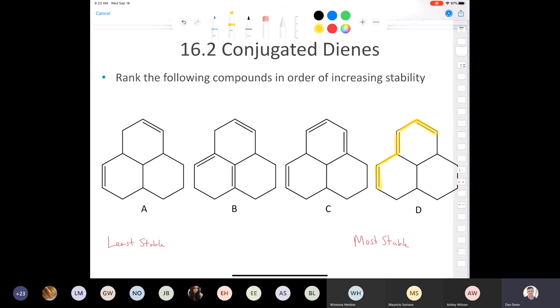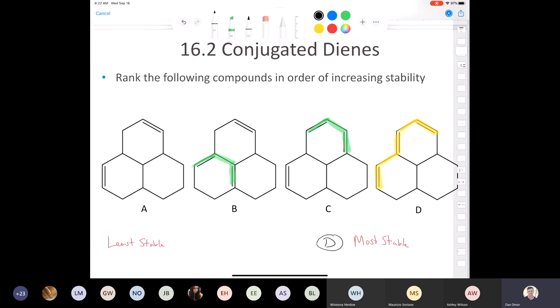If you look at the other ones, there's nothing in A, B, or C. There's no arrangement where we have three double bonds that are conjugated, right? We do have conjugation in B, right? We have conjugation here, and we have conjugation in C as well, okay? But we don't have three bonds conjugated. If we look at A, everything, so I should put B in here like this.